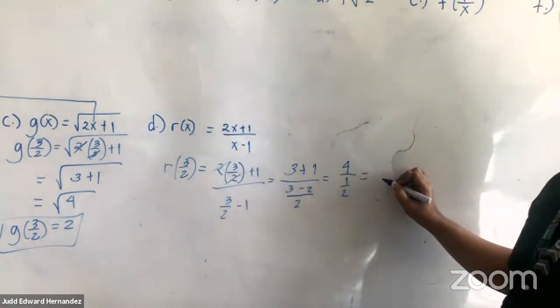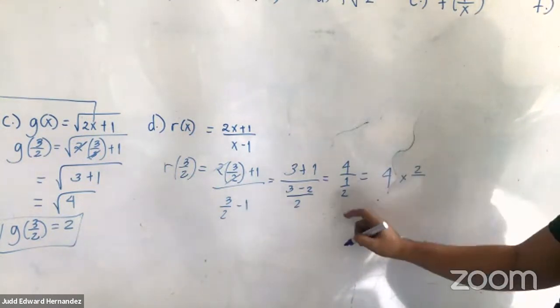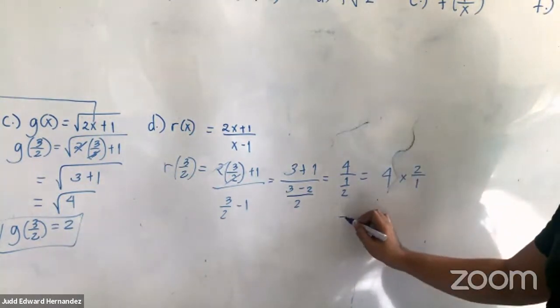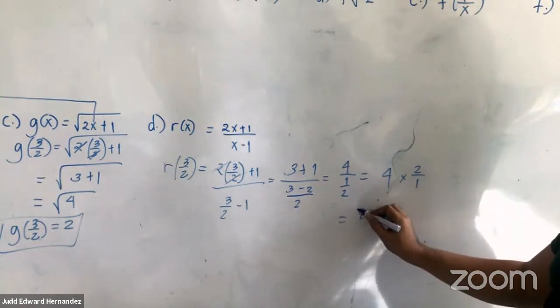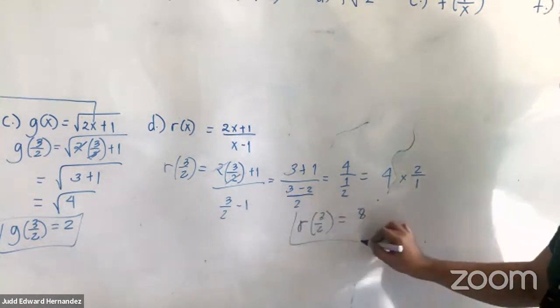This is also equal to 4, multiplied by the reciprocal of 1/2, which is 2 over 1. Therefore, 4 times 2 over 1 is just 8. r of 3 over 2 now is equal to 8.